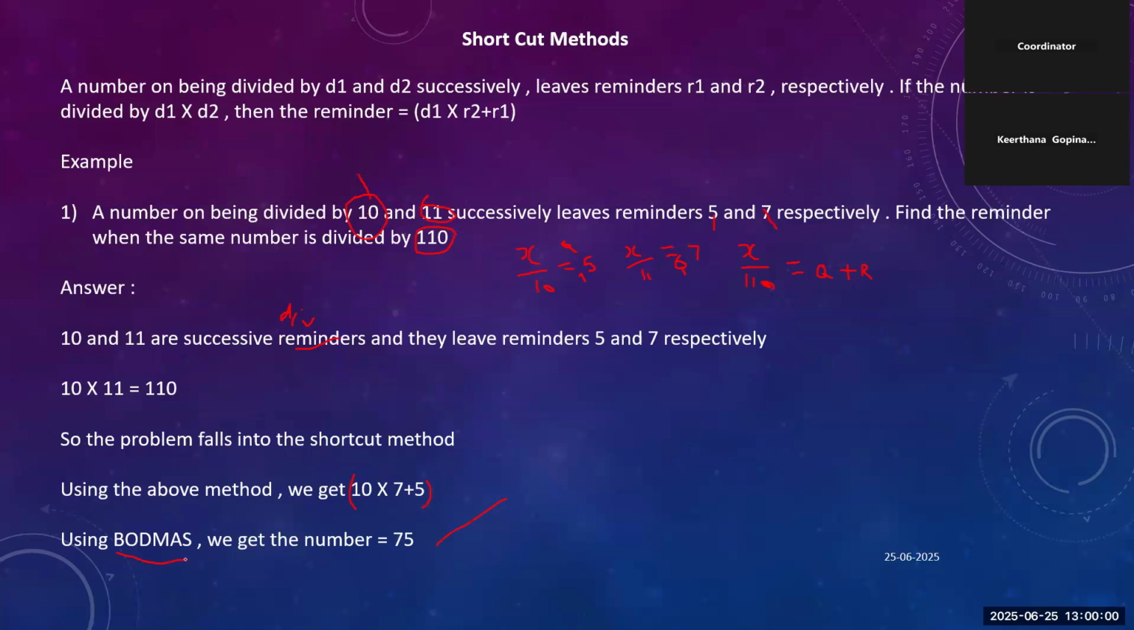Do you know the BODMAS rule? D3 means we can use this formula, right? What are we finding here? Here we are finding the remainder. The remainder will be 75. This remainder is what we have found.